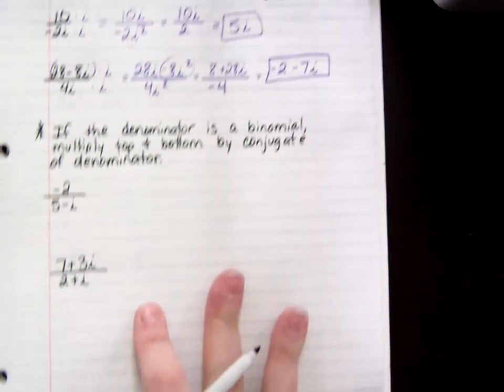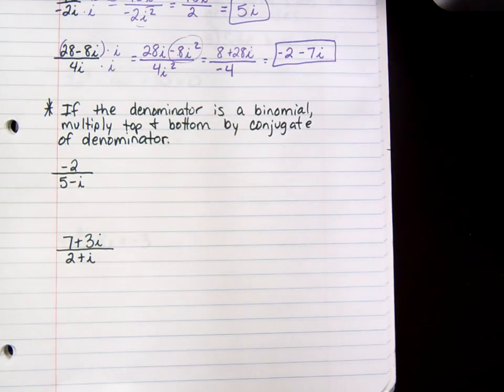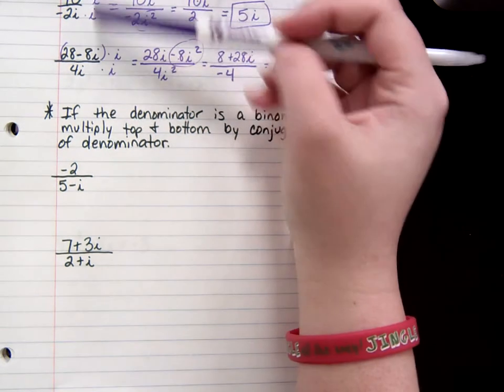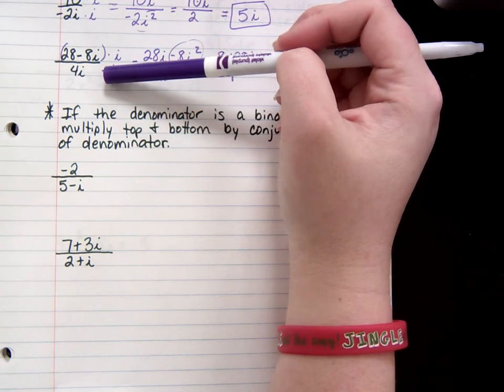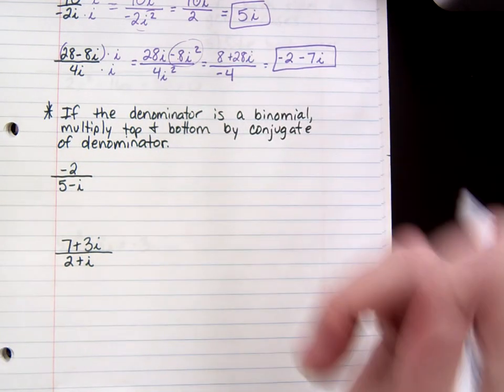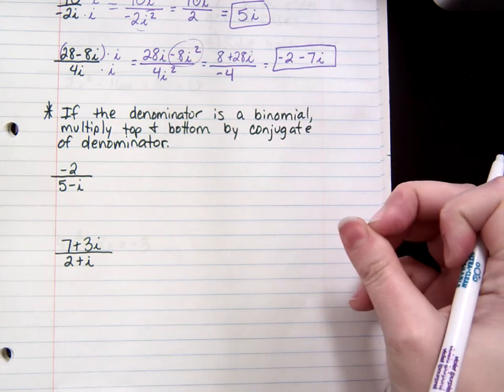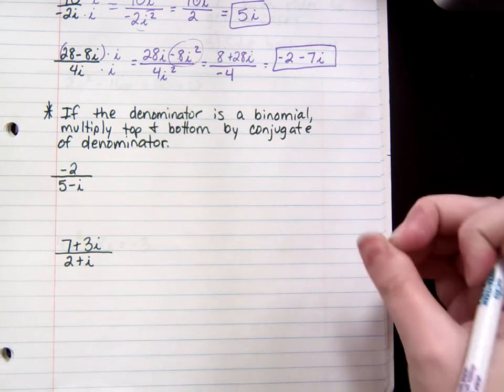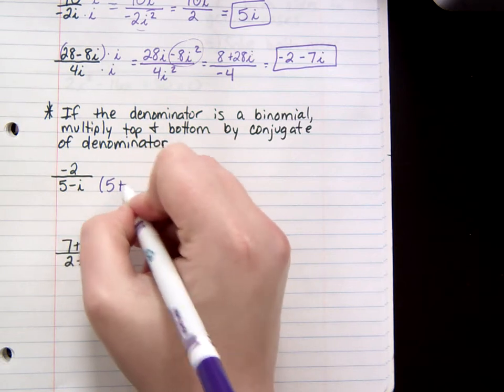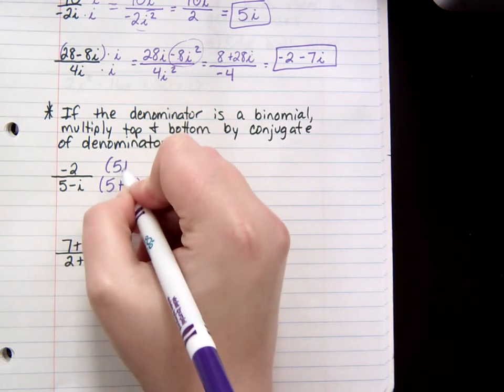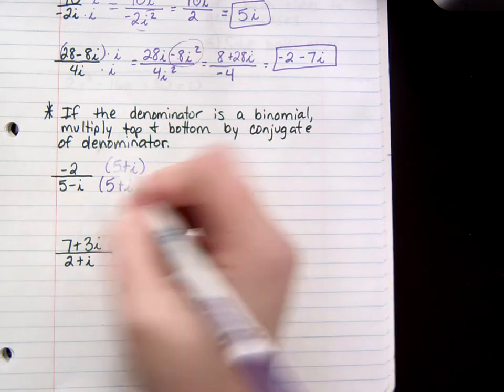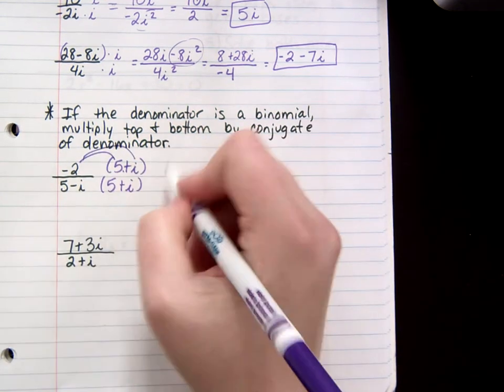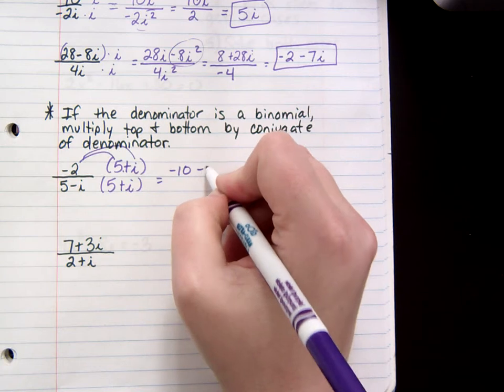Now, if your denominator is a binomial, you have to multiply the top and the bottom by the conjugate of the denominator, because remember that multiplying by a conjugate gives you a real number. And the reason we multiplied by i up here and multiply by the conjugate down here is you cannot have an imaginary number in the denominator. So on this one, I'm going to multiply by 5 plus i on the top and the bottom. So for the top, I'm going to distribute the negative 2 to get negative 10 minus 2i.